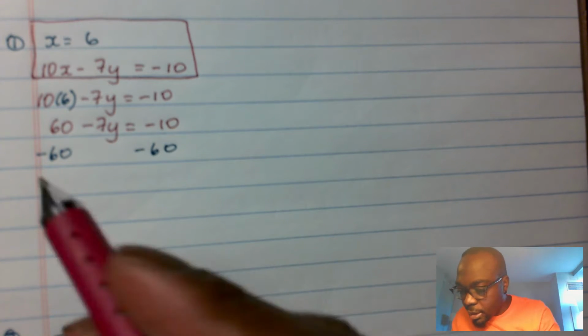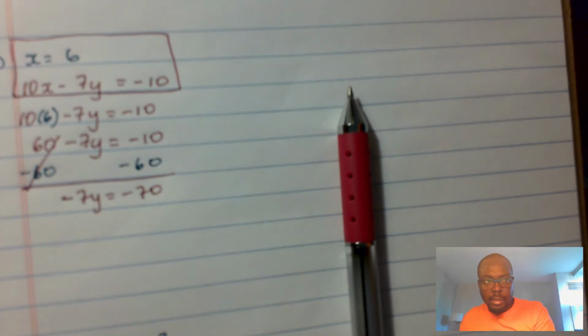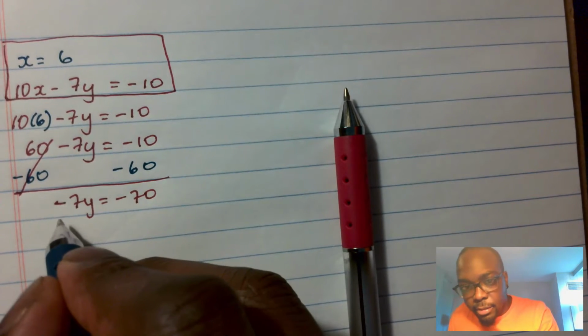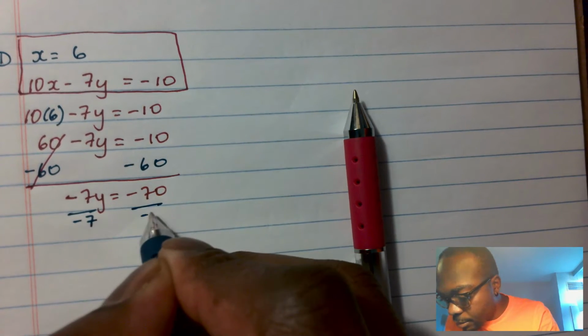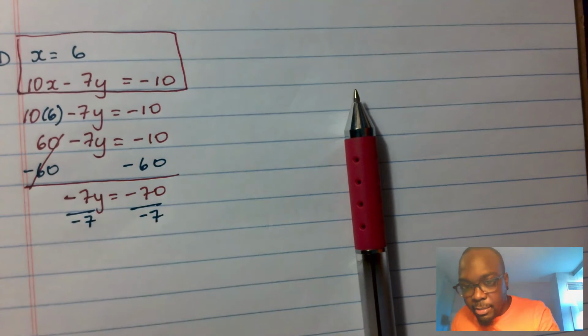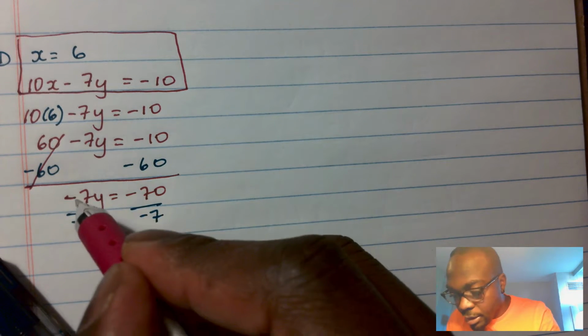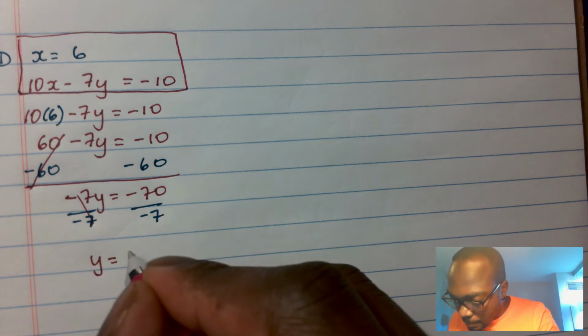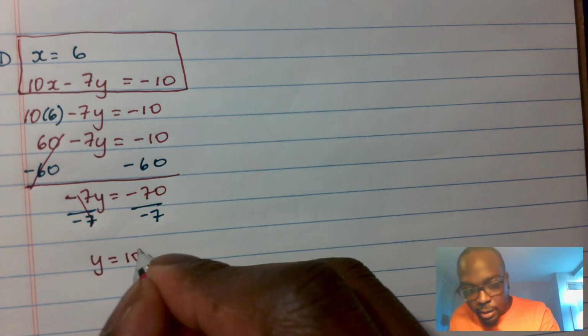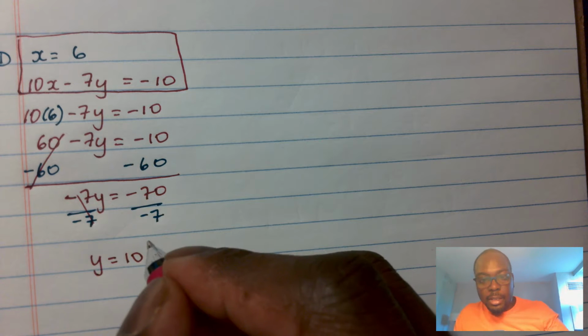Once I do that, these cancel, so I have negative 7y is equal to negative 70, but I need to get y by itself. So what I'm going to do is divide by negative 7 on both sides. When I divide by negative 7 on both sides, these cancel, so y is equal to positive 10. All right, so we have y is equal to positive 10.